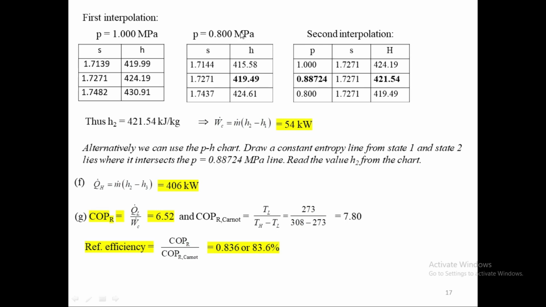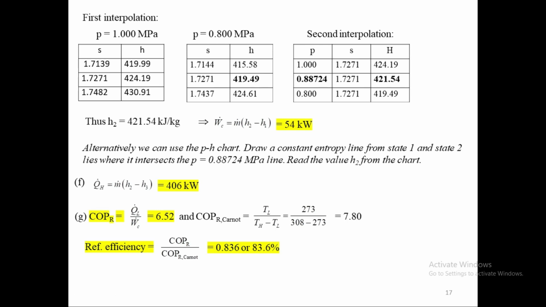Similarly for 0.8 megapascal, look at the table, find the entropy before and after our given entropy and the corresponding enthalpies, and then using the interpolation formula, find out the enthalpy here.